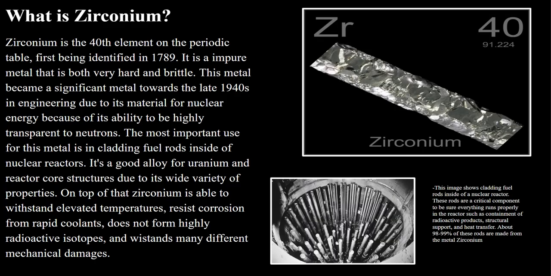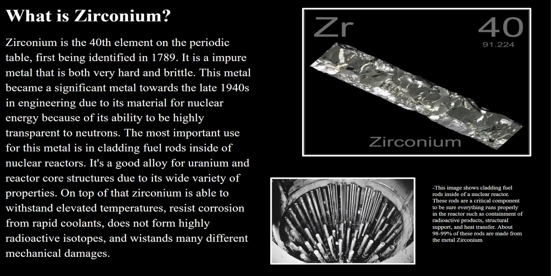What is zirconium? Zirconium is the 40th element on the periodic table, first identified in 1789. It is an impure metal that is both very hard and brittle. This metal became significant in engineering in the late 1940s as a material for nuclear energy because of its ability to be highly transparent to neutrons. The most important use for this metal is in cladding fuel rods inside of nuclear reactors.